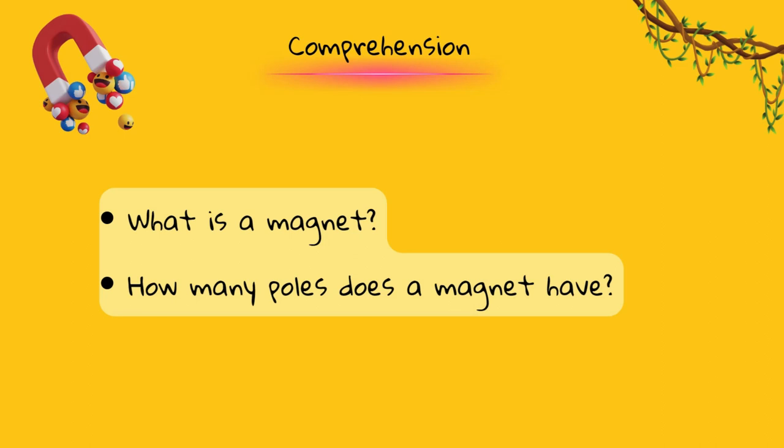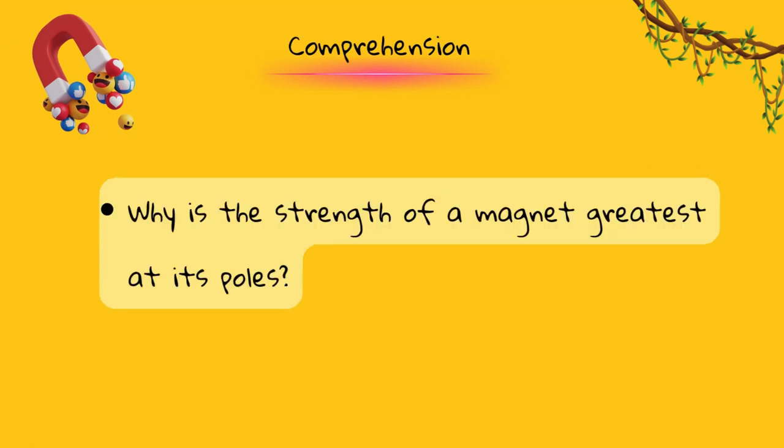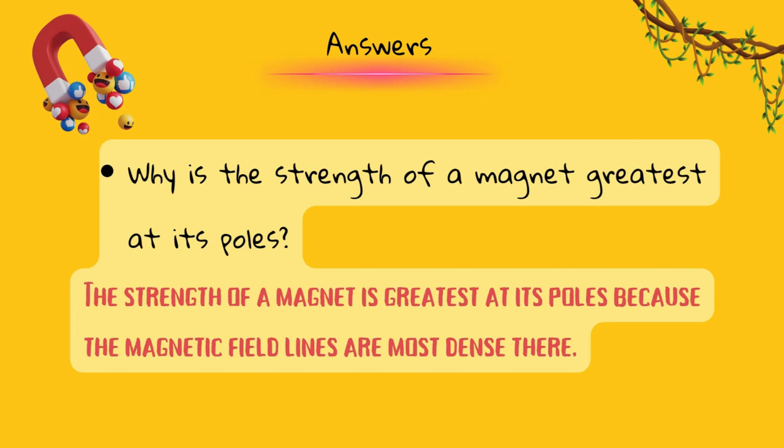Comprehension. What is a magnet? And how many poles does a magnet have? You may pause this video to answer the question. A magnet is a material or an object that produces a magnetic field. A magnet has two poles, a north pole and a south pole. Comprehension. Why is the strength of a magnet greatest at its poles? You may pause the video to answer this question. The strength of a magnet is greatest at its poles because the magnetic field lines are most dense there.